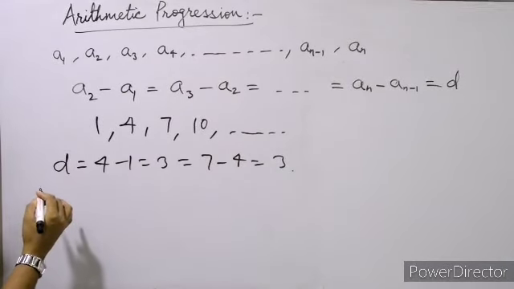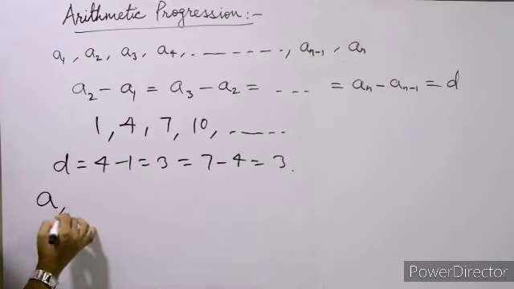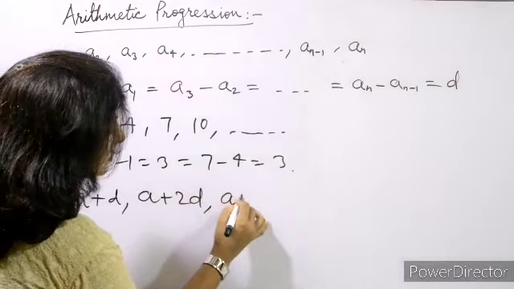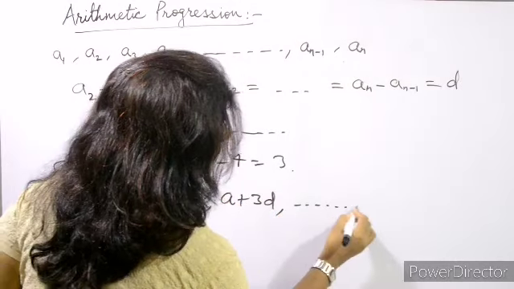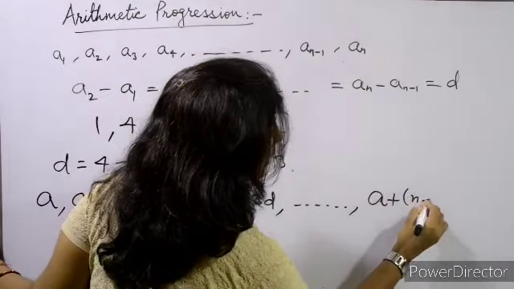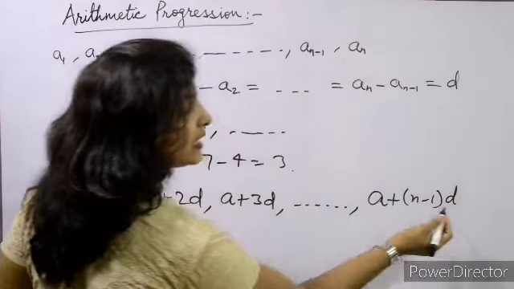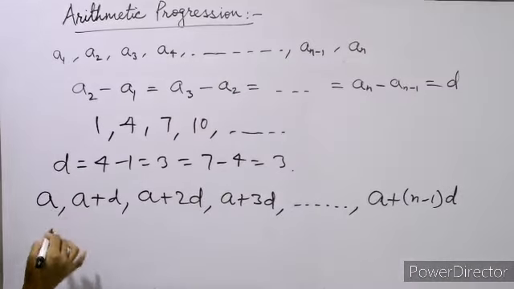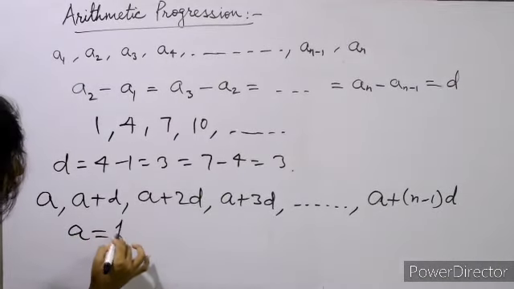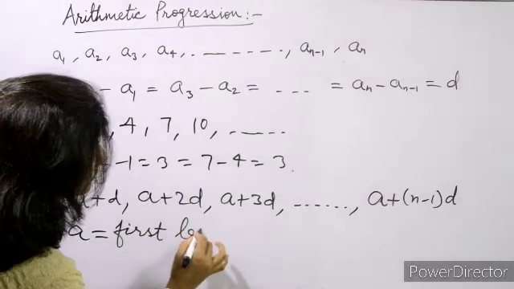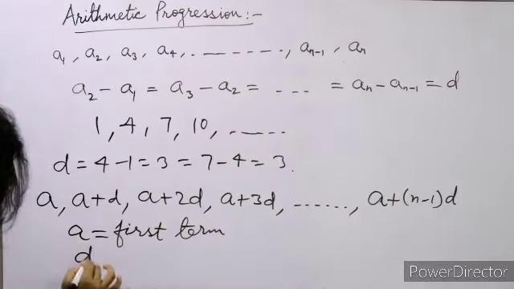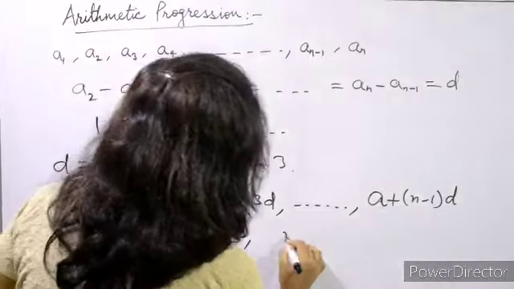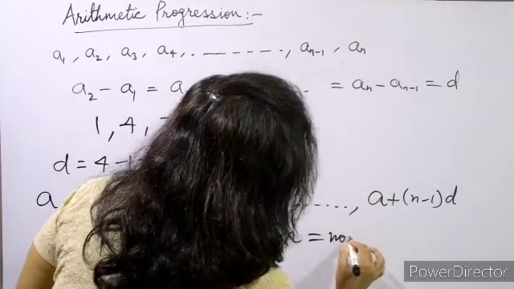Now we'll see the general arithmetic progression: A, A plus D, A plus 2D, A plus 3D, and so on, up to A plus N minus 1 D. This is the nth term, where A is the first term, D is the difference between two consecutive numbers, and N is the number of terms.